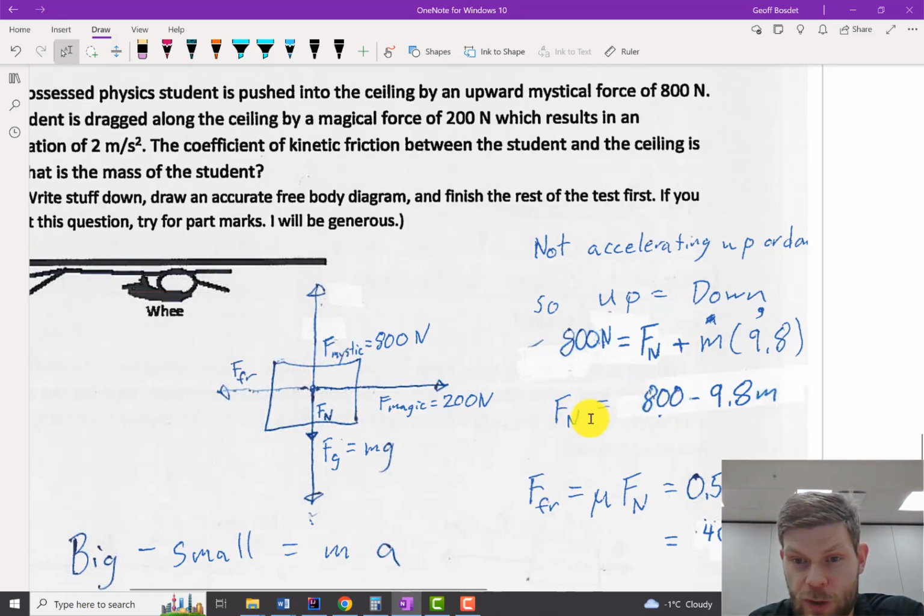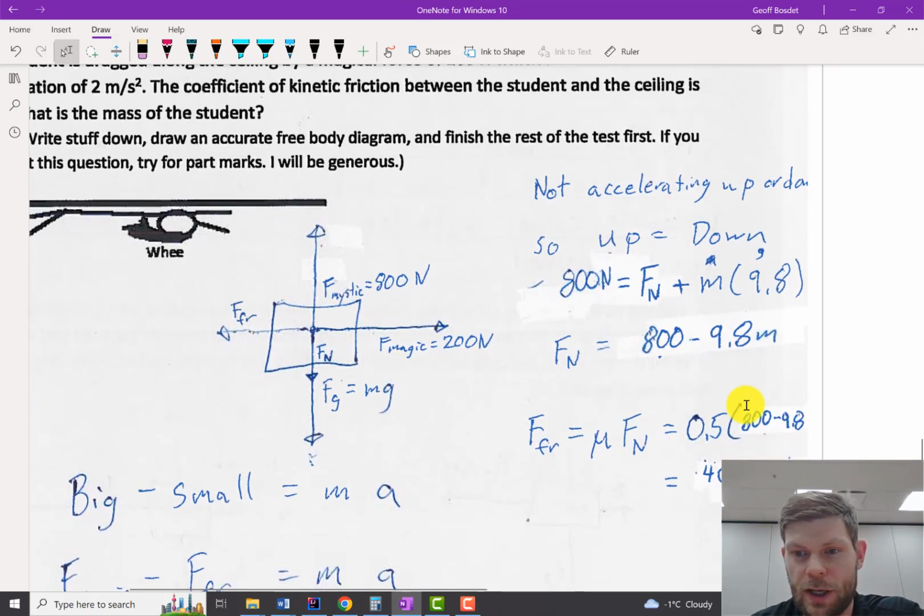So if we solve for Fn just by subtracting 9.8 m from both sides, we end up with 800 minus 9.8 m. Now we want to move along to solving for force of friction, so we can use it in a big minus small. Force of friction is just mu Fn, which is 0.5 times this number we came up with, and half of 800 minus 9.8 m is equal to 400 minus 4.9 m. So now we've got an expression for force of friction.